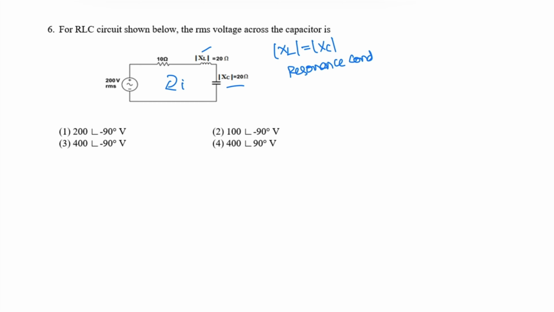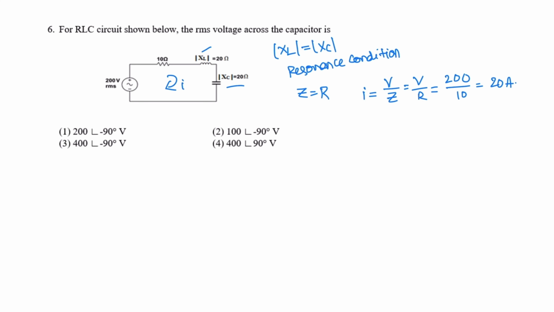Once the circuit is in resonance condition, the total impedance Z is R in a series RLC circuit. Therefore the total current I equals V by Z, so it is V by R. The voltage is 200 volts RMS and the resistance is 10 ohm. So the current in the circuit is 20 amperes.